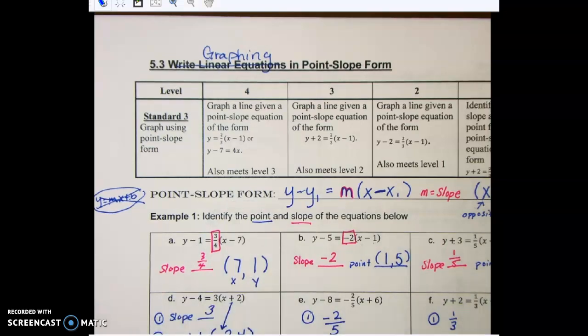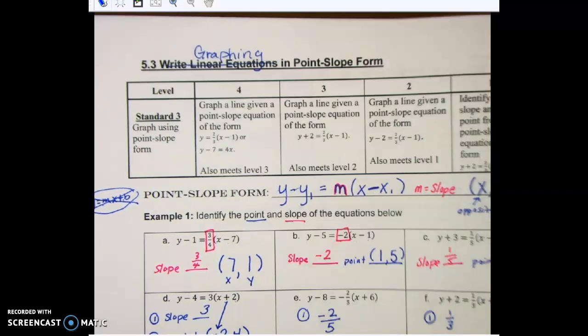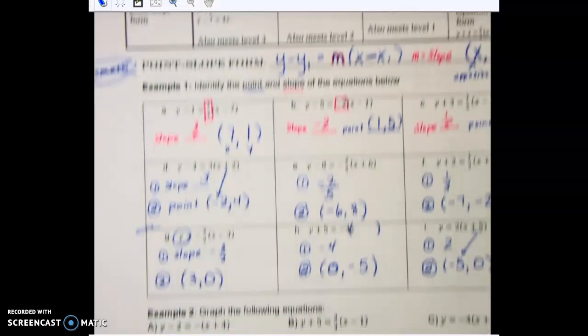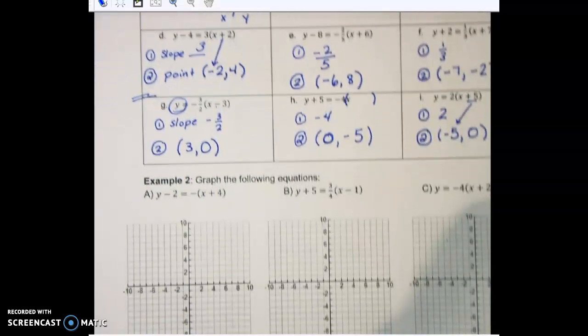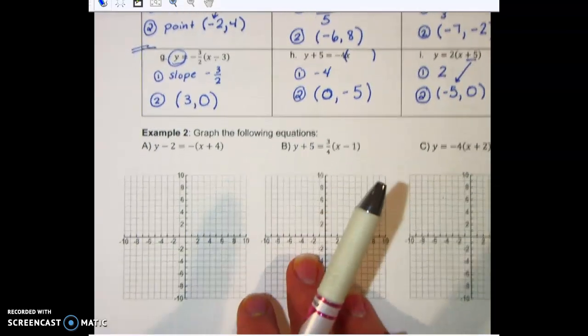So have this paper in front of you. We figured out the slope yesterday. We figured out the point that was on the line yesterday. And then we filled out our Go Formative for that practice. Okay. I'm going to slide this down to example 2, and you can pause the video if you need to go find this piece of paper.